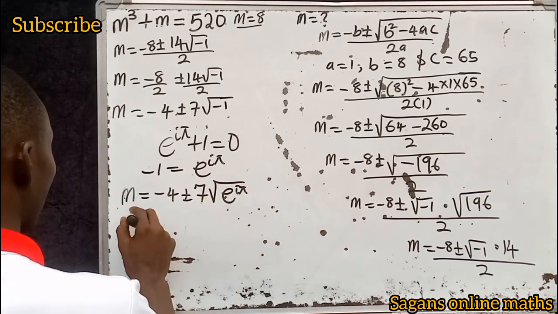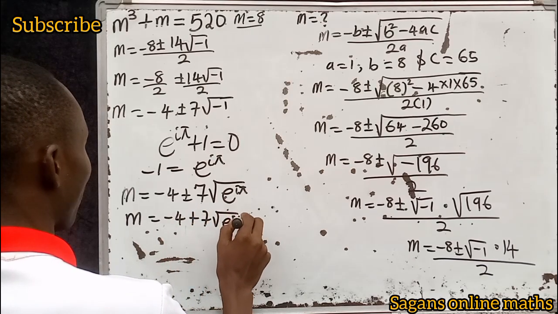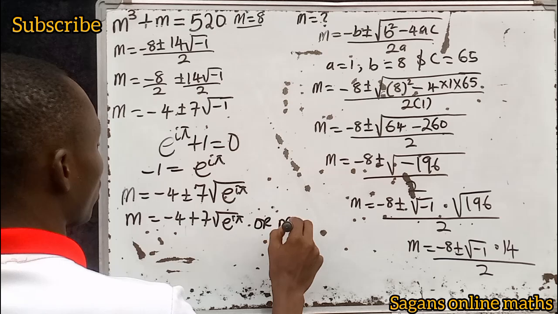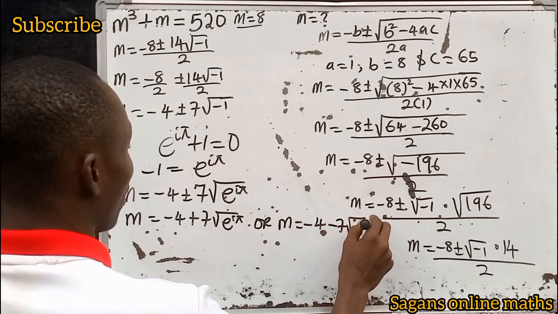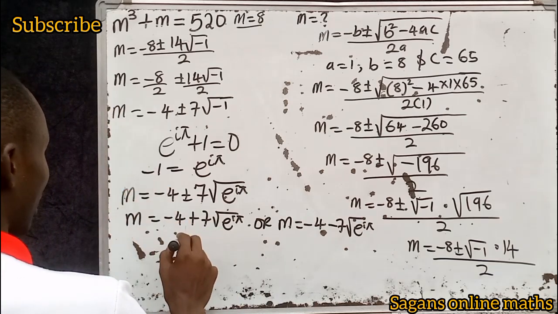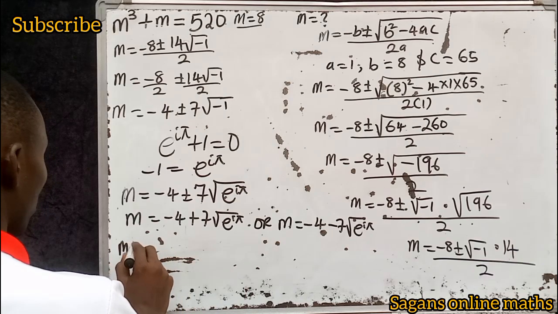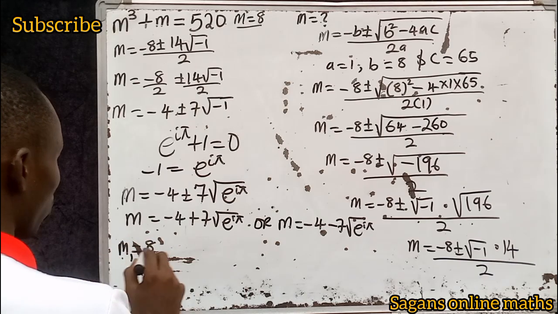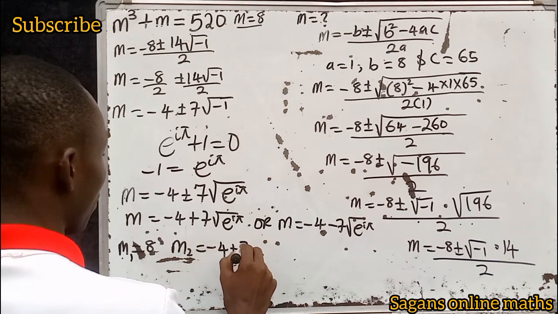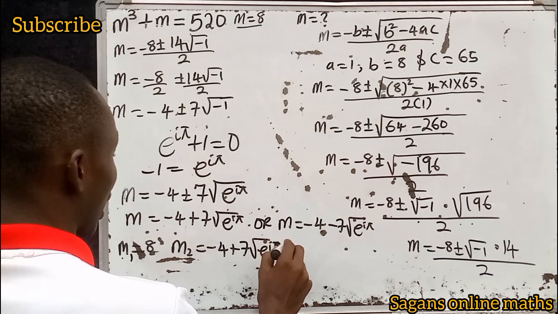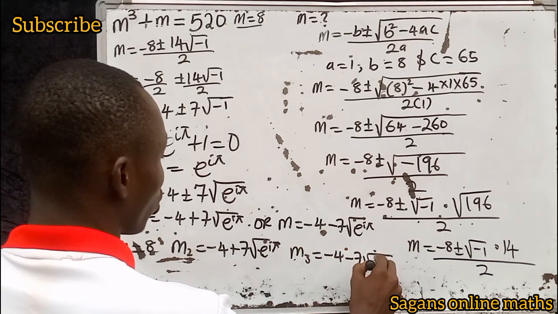It means that our m will be equal to minus 4 plus 7 root e to the power of i pi, or our m is equal to minus 4 minus 7 root e to the power of i pi. And don't forget that from here our m is equal to 8. So you can write that our first solution is m equal to 8. The second solution, m2, is equal to minus 4 plus 7 root e to the power of i pi. And the third solution is minus 4 minus 7 root e to the power of i pi.